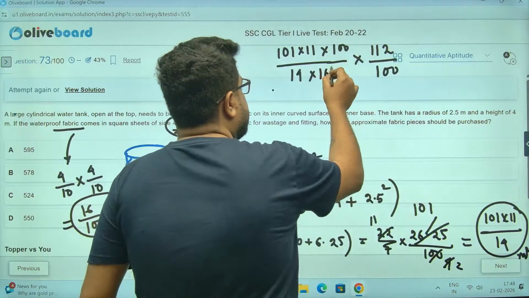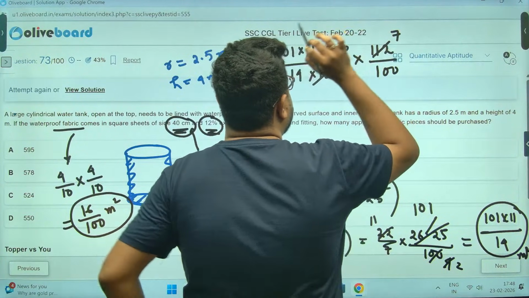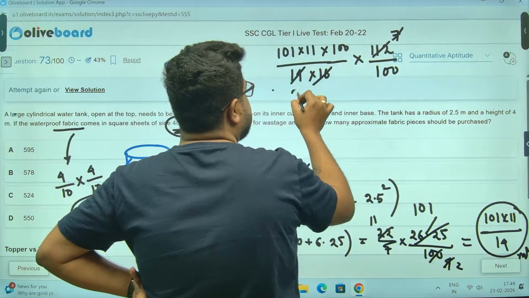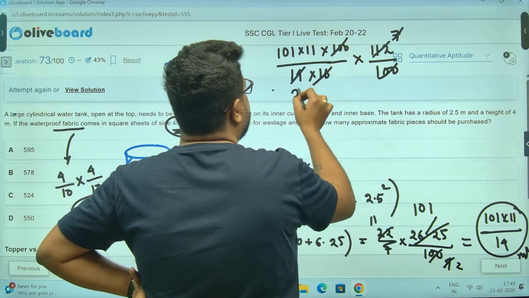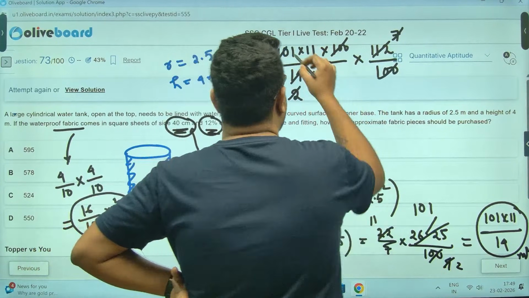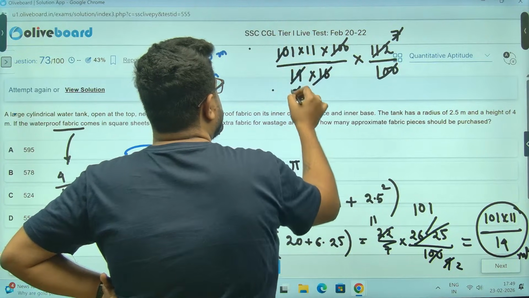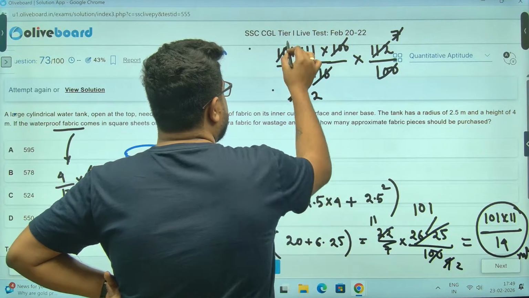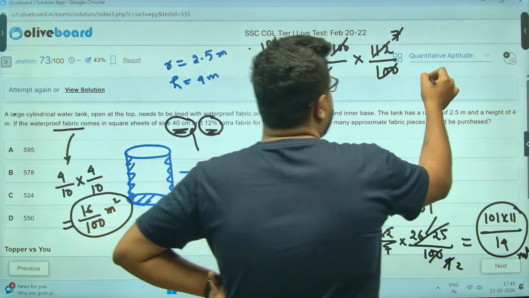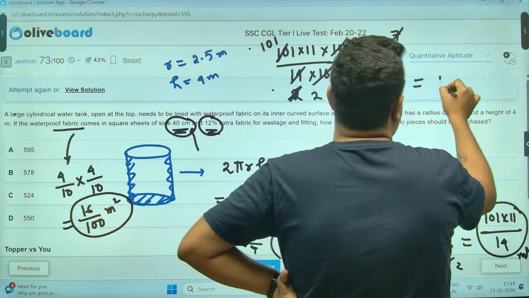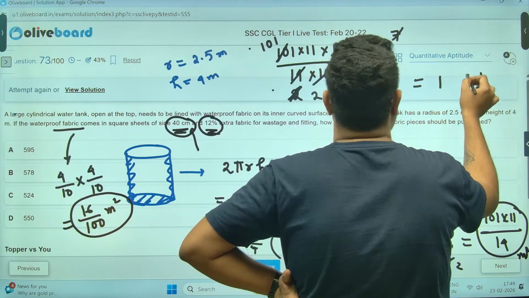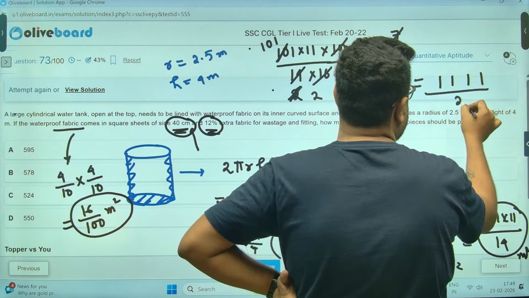Sir, this is first, we can see 7 2s are this. 100 gone. 2, sorry, it will not go. So let's keep this 2 and this 101. Sir, 101 into 11. 1 1 1 0 1 1 0 1. By 2, sir.